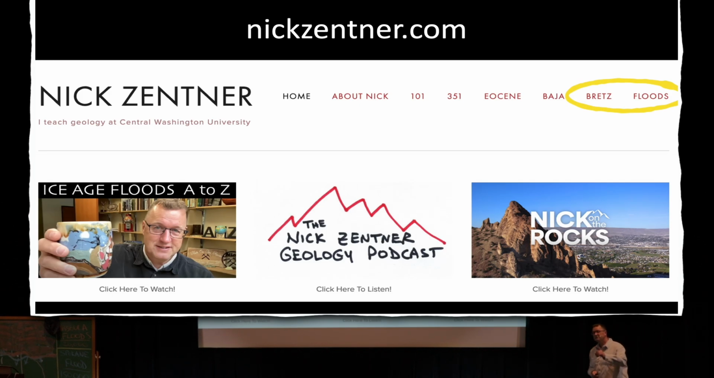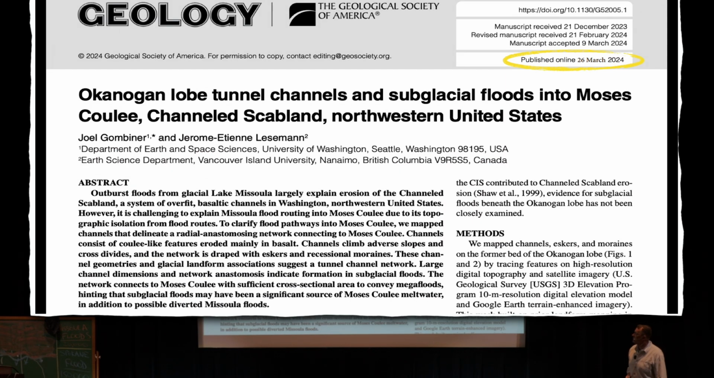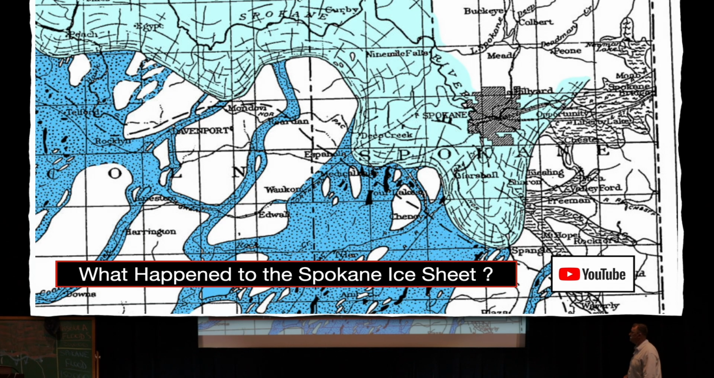If you want to get your hands on the brand new paper, as well as all these documents we've been talking about in these lectures this spring, go to nickzentner.com, click on either the word Bretz or floods. If you go to floods, you'll see at the very top of the list the brand new paper by Joel Gombiner and Jerome Lesemann. The paper looks like this. It's so exciting to see it finally happen between these two very fine and bright people.